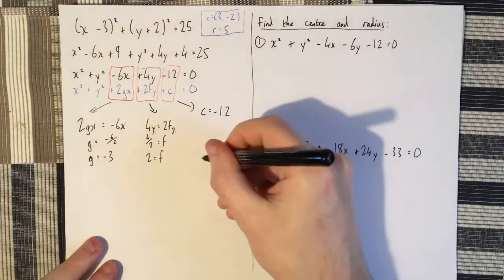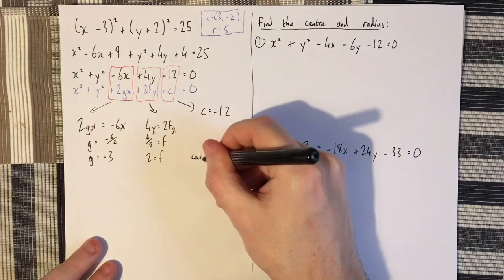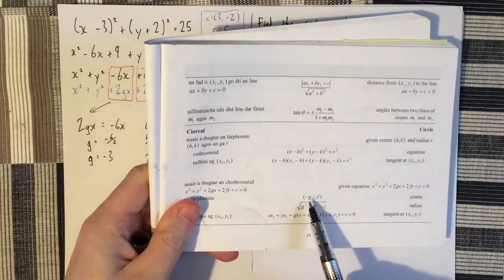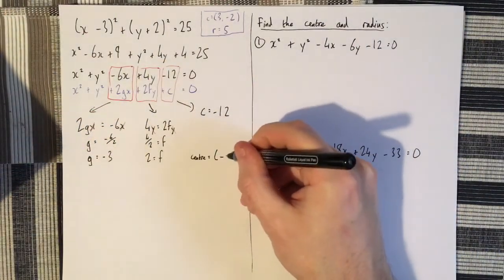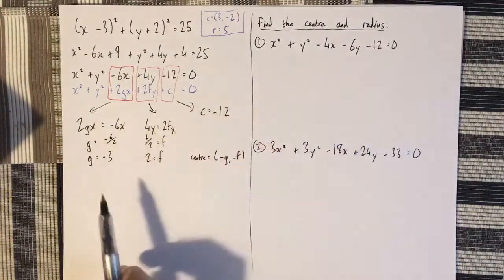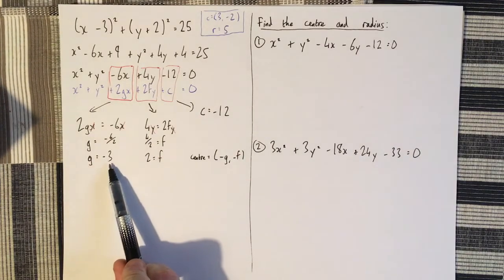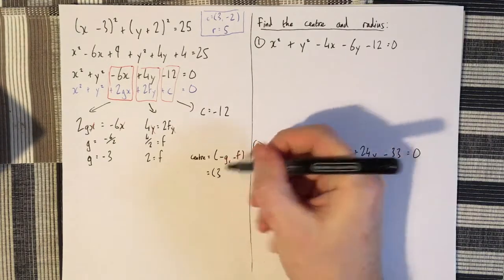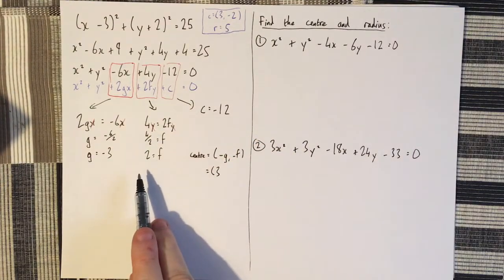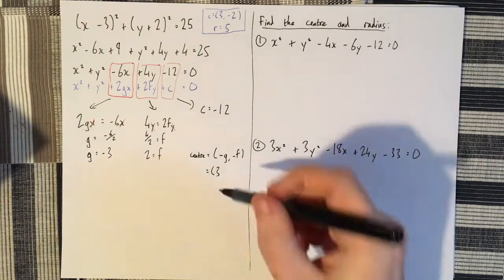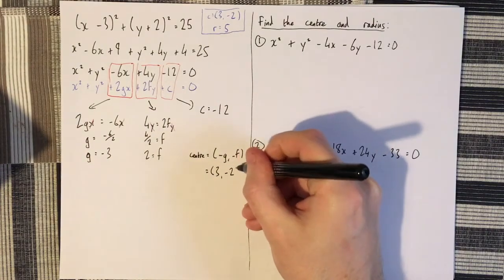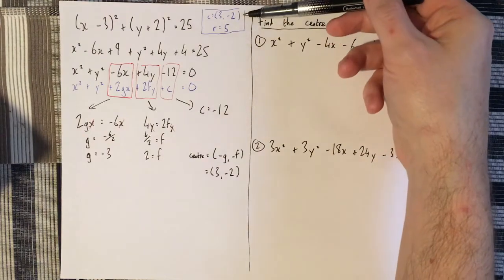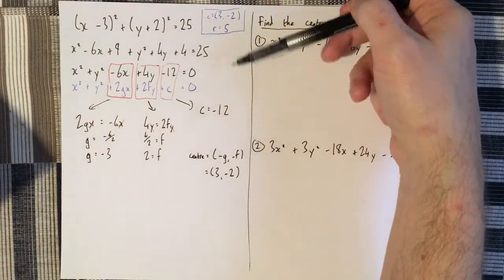So what's the center of this circle? Well, the center is, remember, minus g, minus f. So if g is minus 3, well then minus g is 3. And if f is plus 2, minus f will be minus 2. So there's your center, 3, minus 2. And we see it's the same answer I got up here, and that's what I would expect.